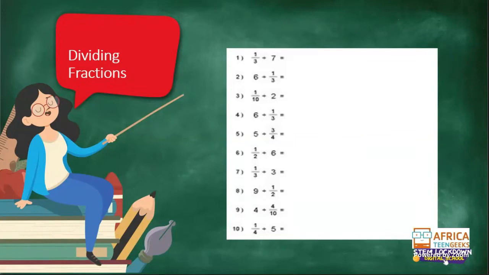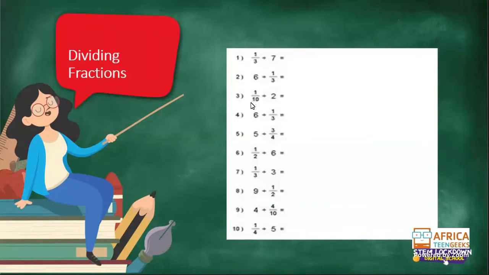Because we have a whole number which is 6, we first put it into a fraction which is 6 over 1 multiplied by 3 over 1, which will be 6 multiplied by 3, it is 18. 1 multiplied by 1 equals 1. So the answer will be 18. 18 over 1 is the correct one.